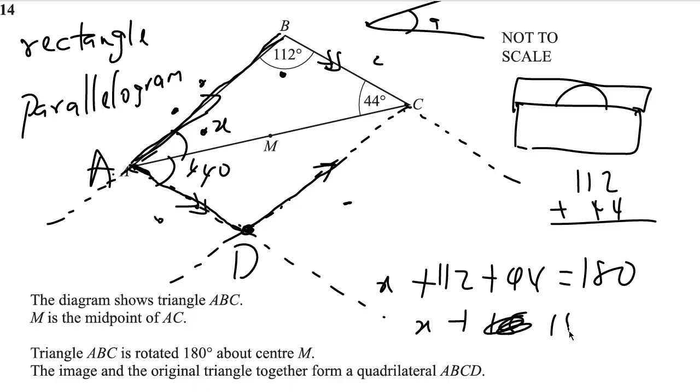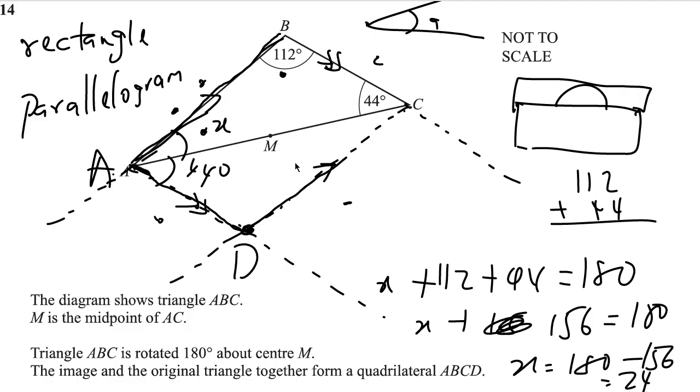That's 156, right? Equal to 180. And then x is equal to 180 negative 156, which is equal to 24. So that means x is 24. So you could replace that with 24.